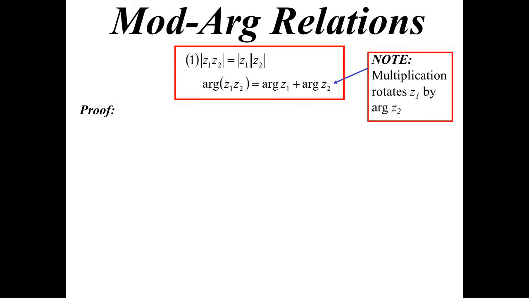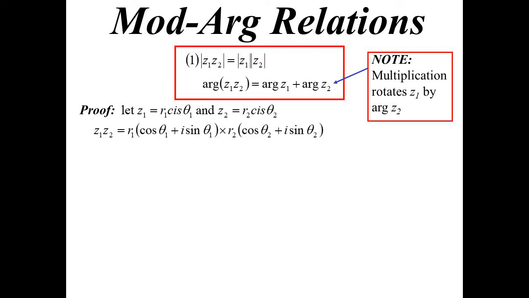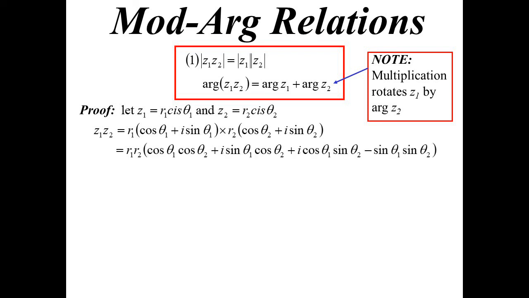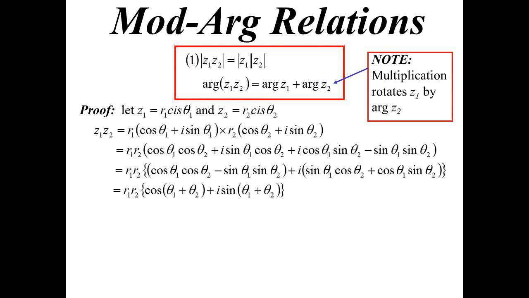Okay, I'm going to prove these relationships. So z1 I'm going to call r1 cis theta 1, z2 r2 cis theta 2. If I multiply them together, this is what I'm multiplying. Well, the r1 times the r2 is easy enough. Pull that out, then expand our binomial and we see a lovely familiar pattern. Look at the real part: cos cos minus sine sine. And look at the imaginary part: sine cos plus cos sine. Which means we have cos of theta 1 plus theta 2 plus i sine of theta 1 plus theta 2.